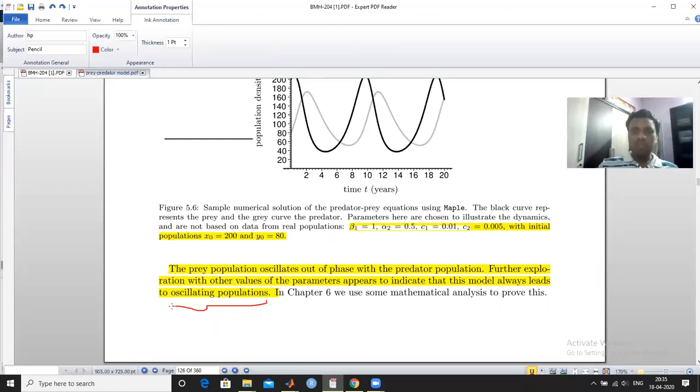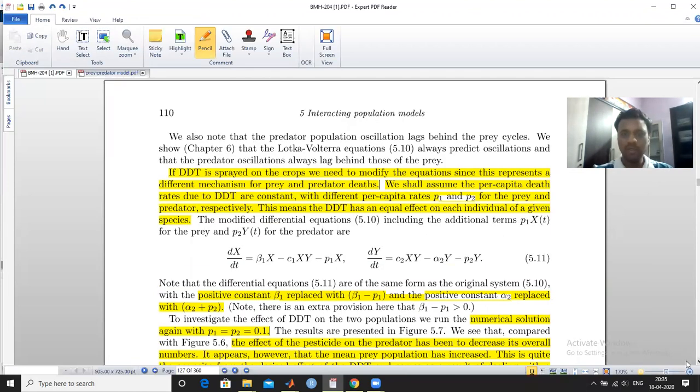Sometimes the population of the predator increases and then decreases, increases and decreases. So this type of oscillation will appear in the model. Why is this type of oscillation appearing? Due to the non-linearity. Now we discuss what the effect of DDT on the population will be.